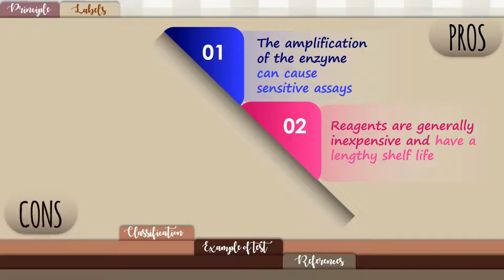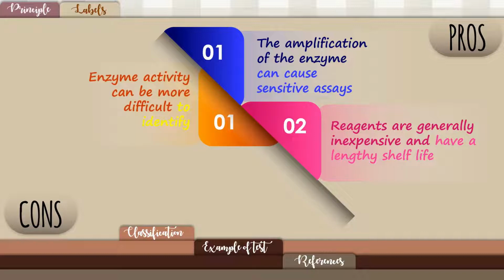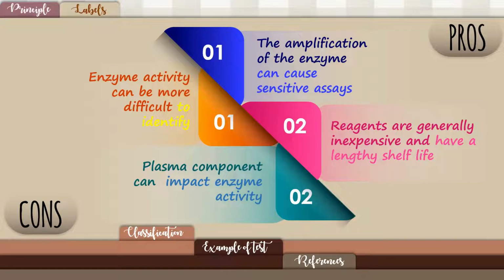The cons of enzyme labels are that enzyme activity can be more difficult to quantify than the activity of some types of radioisotopes. Also, plasma components can impact enzyme activity. At the moment, homogeneous assays are relatively insensitive and they are only useful for measuring haptens.